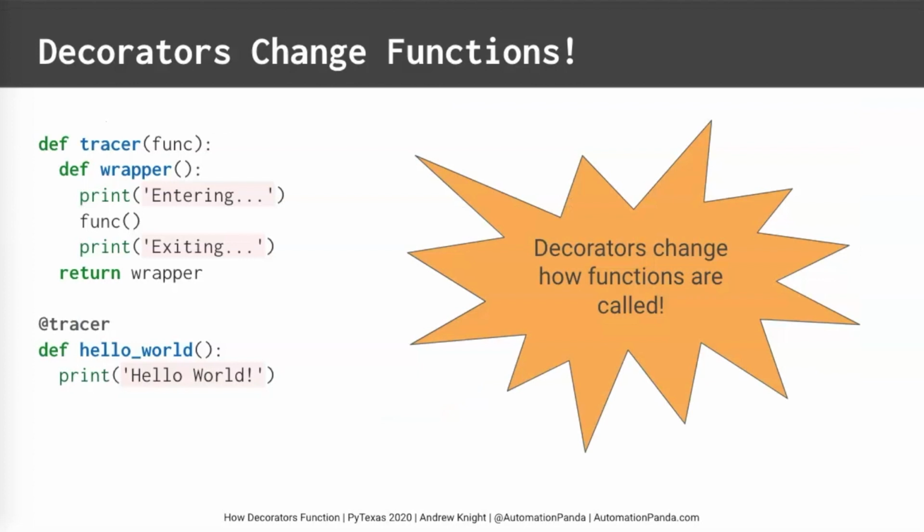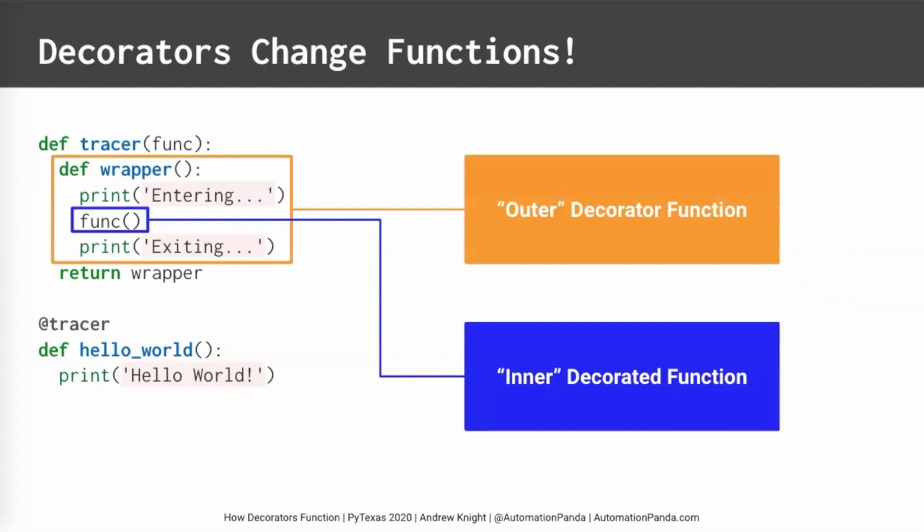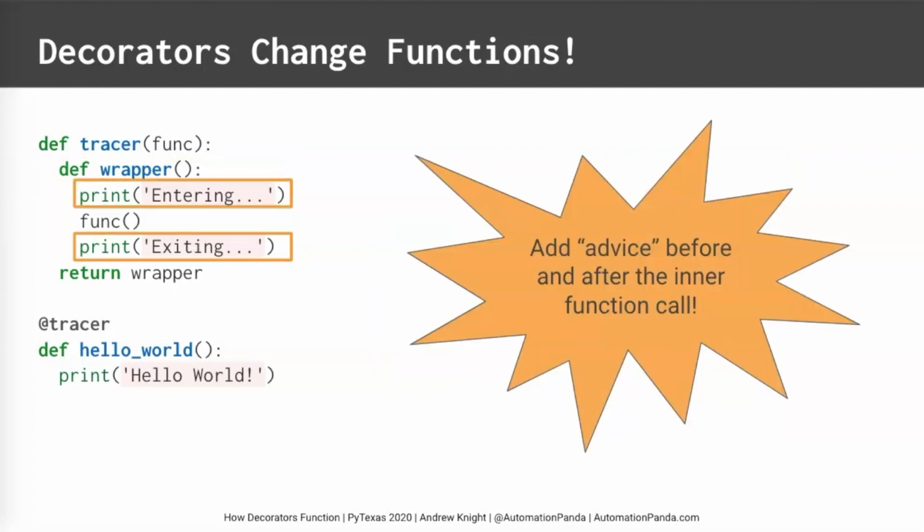So, using functions as objects, decorators change how functions are called. Decorators create an outer decorator function around an inner decorated function. Remember, the outer function is like the foil wrapper, and the inner function is like the chocolate. Creating an outer function lets you add new code around the inner function. Some people call this advice. You can add advice before or after the inner function. You could even skip the inner function altogether.